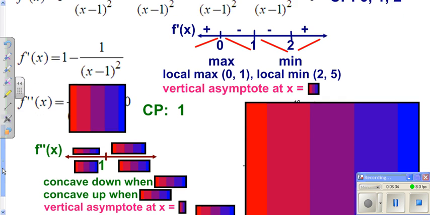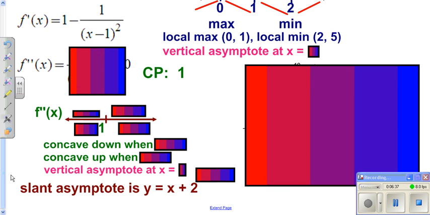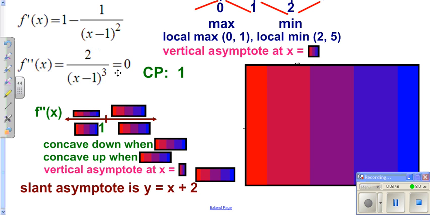Now we need to go ahead and take a look at our second derivative. Do your second derivative of this. Notice the derivative of 1 drops out, so I'll just take the derivative of this. I get 2 over the bottom cubed. Your critical points occur at whatever causes this bottom to be 0, because you can never divide by 0, meaning that's when your derivative is undefined, or at what causes the top to be 0, because that's when it would be equal to 0. The top's never 0, so we don't get any critical points from that.